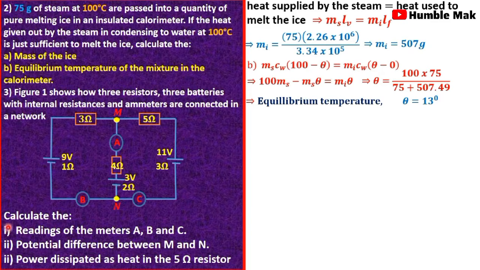Calculate the reading of the meters A, B, and C. Okay, now friends, you notice that they've just given us a blank circuit. They've given us internal resistances, batteries, and meters. But one thing we can say for sure is that meters A, B, and C are simply ammeters, right? Because they're connected in series. So they are all ammeters. They have low resistances.